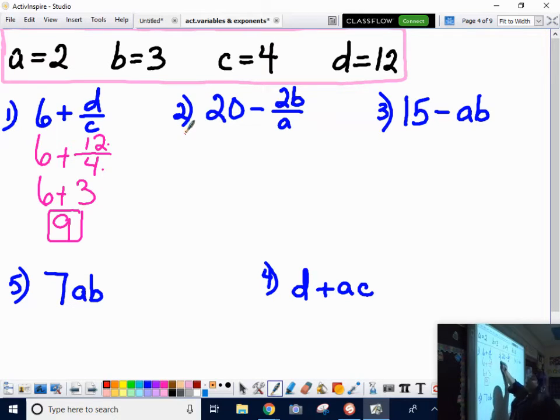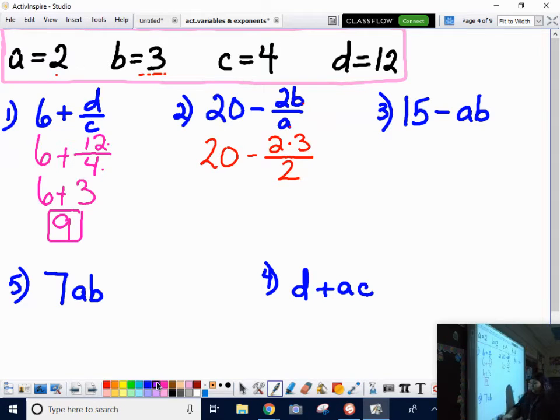Number 2. Here I gave you 20 minus 2b divided by a. What does 2b mean again? It means to multiply. So I'm going to replace the variables with the numbers they represent. 20 is a number, so I'm fine there. Minus 2 times, what is b? B tells me it's supposed to be a 3. So 2 times 3 divided by, let's see what a should be. A should be replaced by the number 2. So we should have 20 minus 2 times 3 divided by 2.